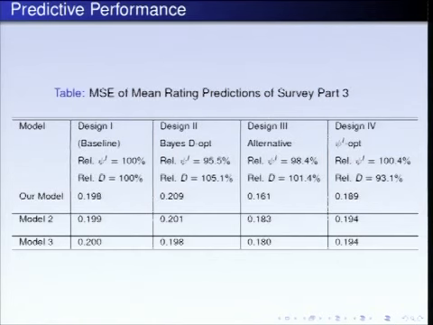However, this is our model in the top line here. This is the expected mean squared error of the mean rating predictions into that third survey. And interestingly enough, the third design, which is not best under any particular criterion, is doing the best under the mean squared error. And then the Psi-I optimal design is the next best.